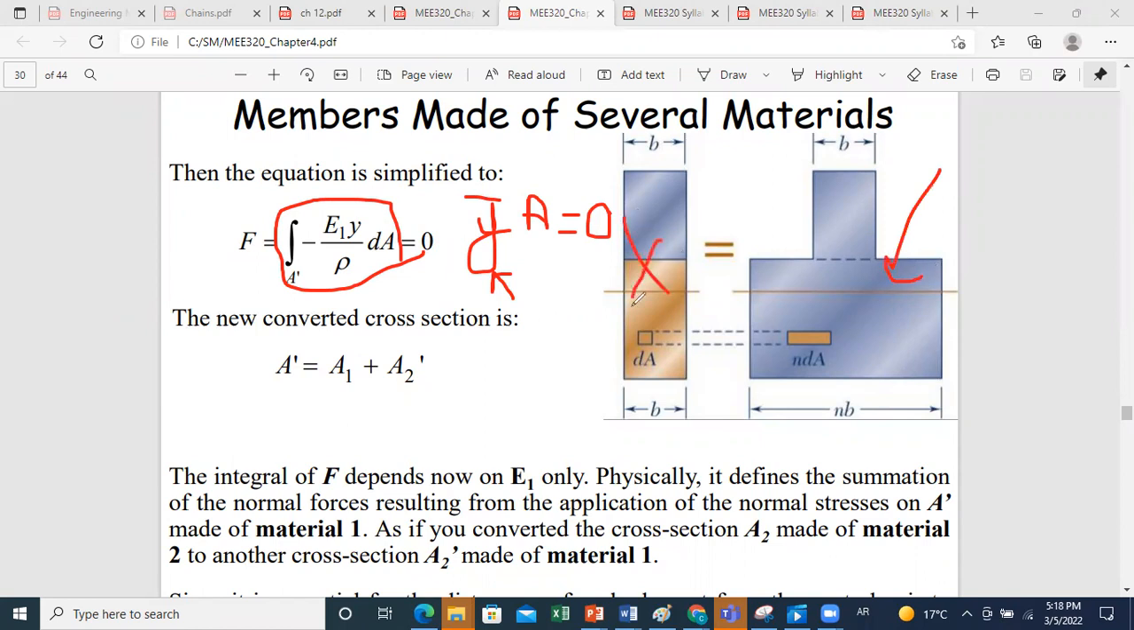So the integral of f will depend now on E1 only. Physically, it defines the summation of the normal forces resulting from the application of the normal stress on A prime made of one material. So we did a modification to have the same level of neutral axis, but instead of dealing with two materials, we are dealing with just one material.